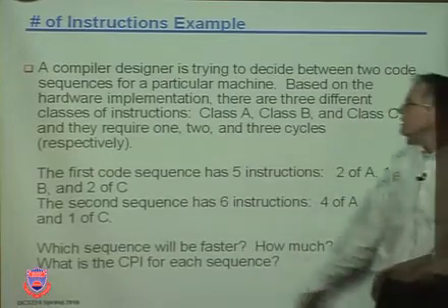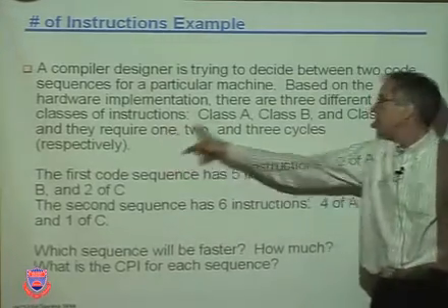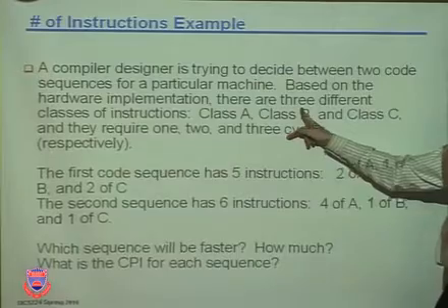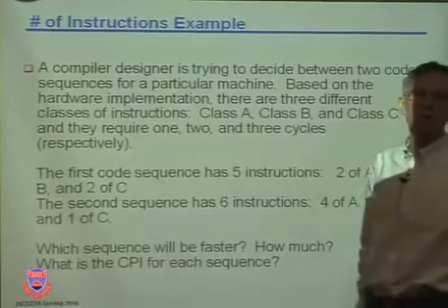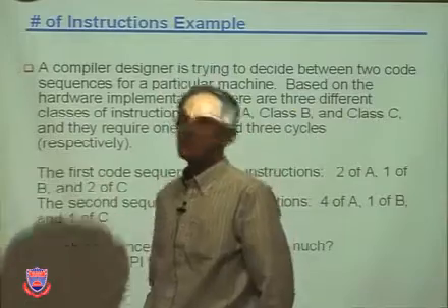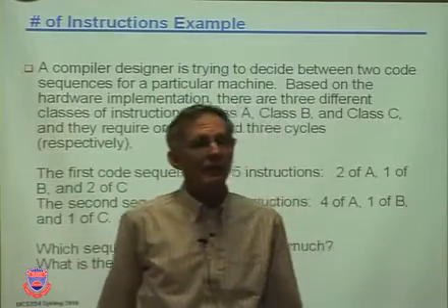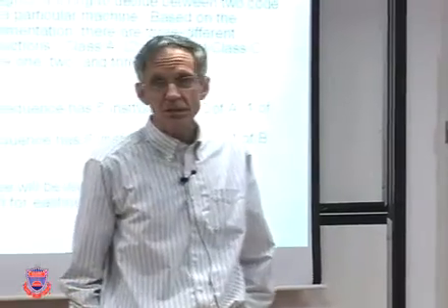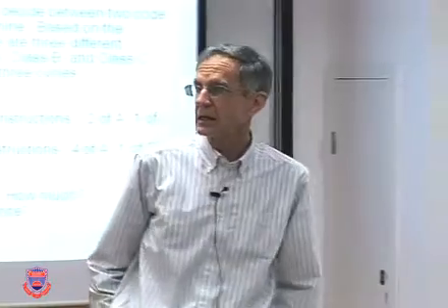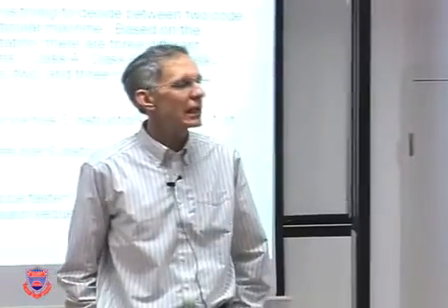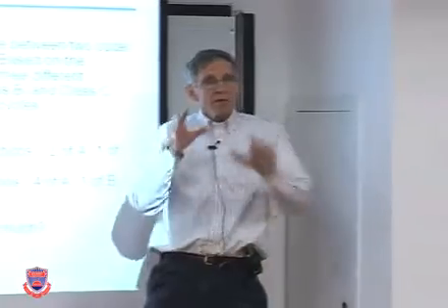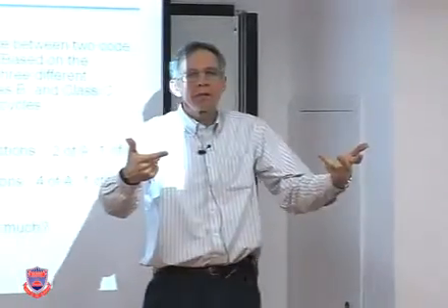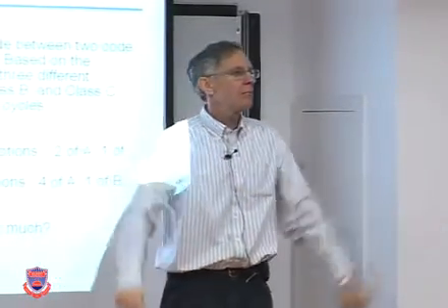The 3 classes require 1 cycle for Class A, 2 cycles for Class B, and 3 cycles for Class C. So that means that if you generate a lot of Class C instructions, you'll have a high CPI. If you generate a lot of Class A instructions, you'll have a low CPI. If you generate a lot of Class B instructions, you'll have a middle CPI. Okay, you with me so far? So this is the compiler's choice in how it will implement given a machine.